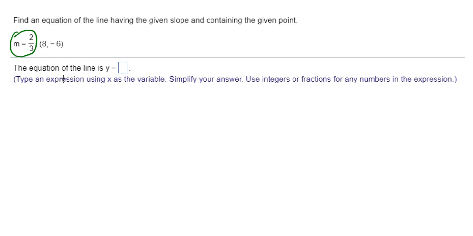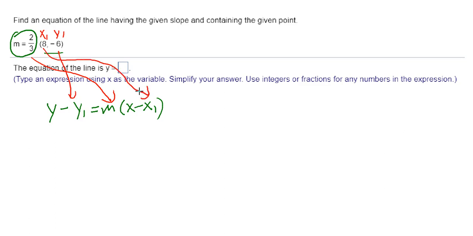Find the equation of the line given this slope and this point, which again is not the y-intercept, so we don't know what b is equal to. So we'll go ahead and use the same formula, y minus y1 equals m times x minus x1. And we'll plug in the slope, which is 2/3. We'll plug in for x1, we're going to plug in 8. And for y1, we're going to plug in negative 6. So we have negative 6 for y1 and 8 for x1.